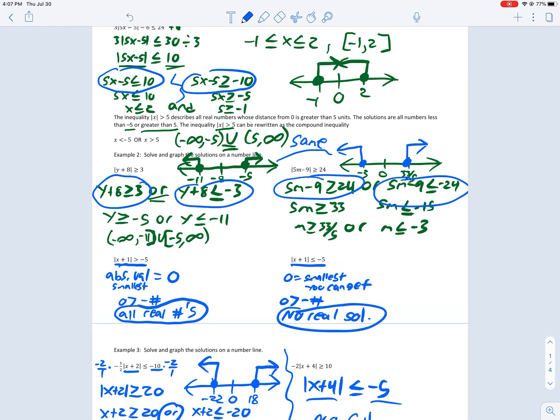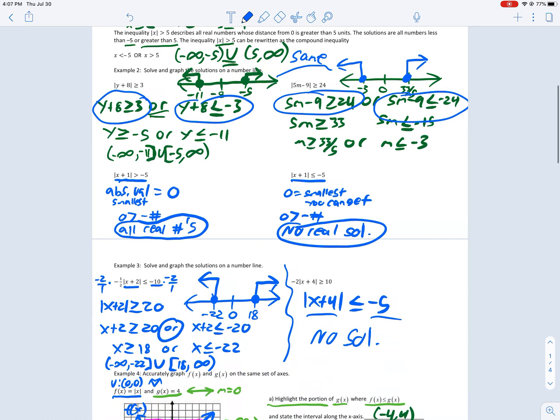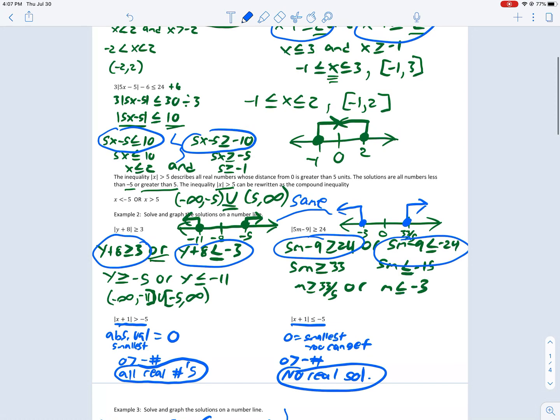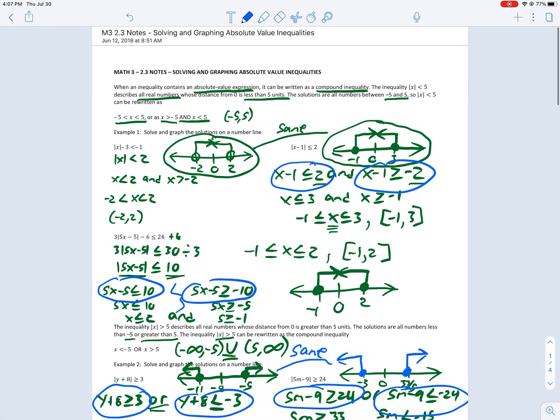That's usually the biggest problem students make, is they solve the first one perfectly, but they forget that there's actually other numbers, and it's usually the negative numbers they forget, because you're taking absolute value. It's that distance from 0.